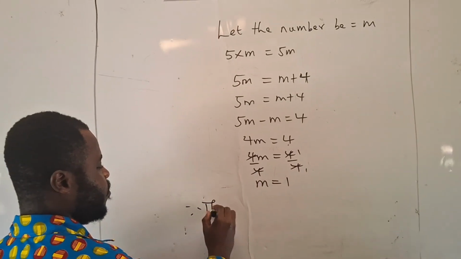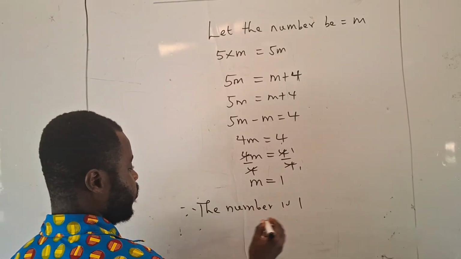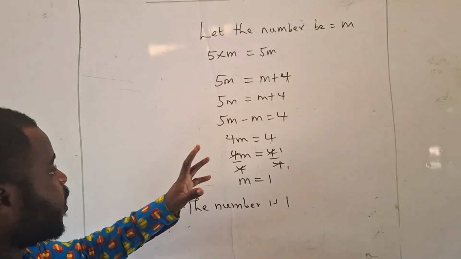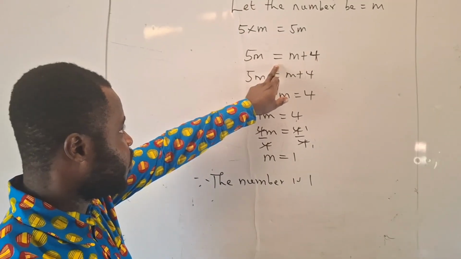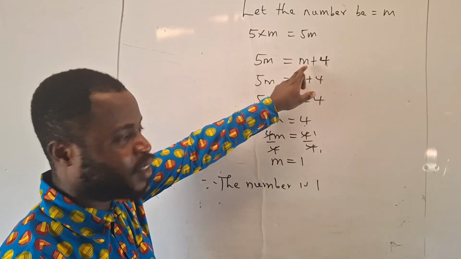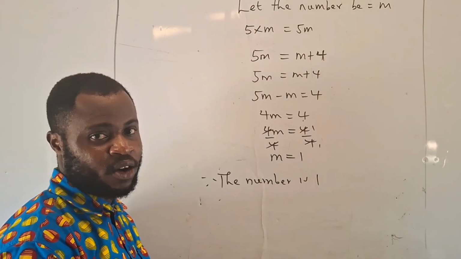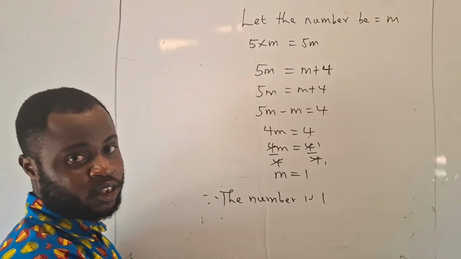So therefore the number is 1. So the number is 1. So 5 times the number. And indeed, when you multiply 5 by 1, it's the same as adding 1 to 4. So in an equation, the number at the left side should be equal to the number at the right side. They should balance. So this shows that your answer is correct.